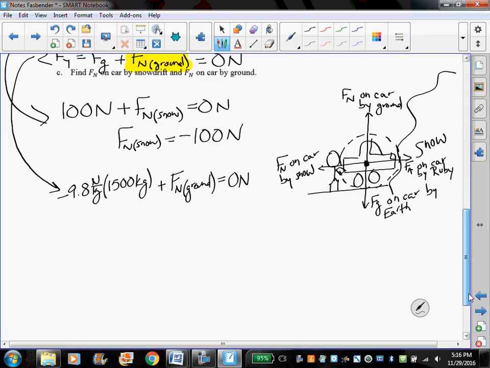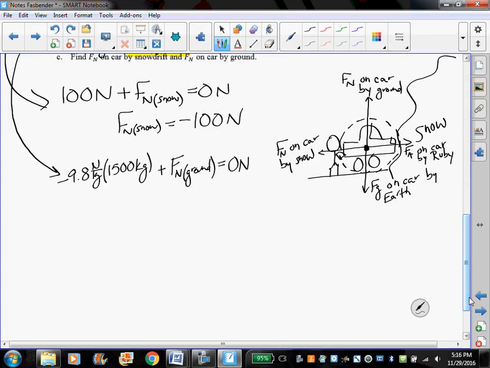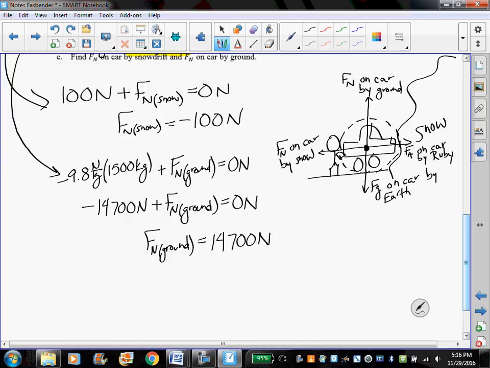So to find the normal force from the ground, well, 9.8 times 1,500, I think that's 14,700 newtons, plus the normal force due to the ground has to add up to be 0. So the normal force due to the ground must be 14,700 newtons. There we go. We answered the question for part C.